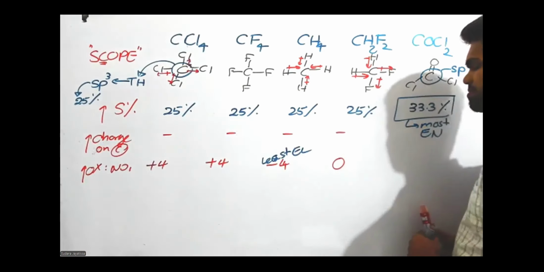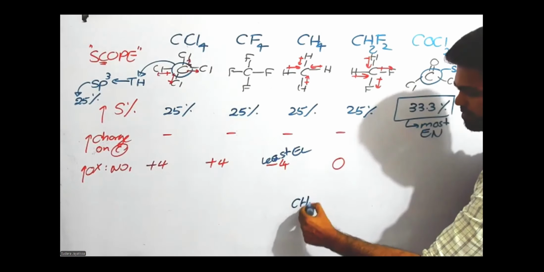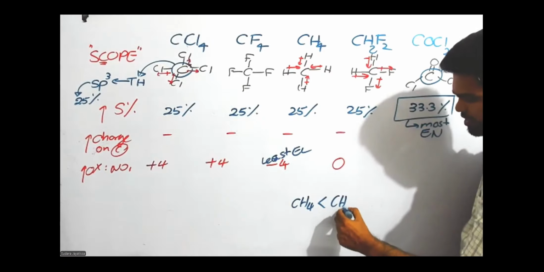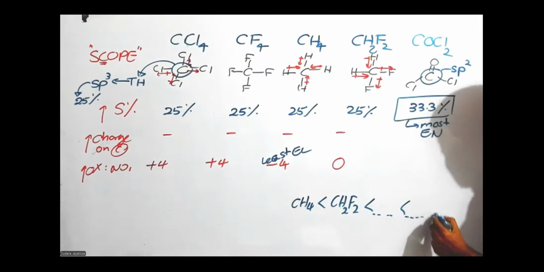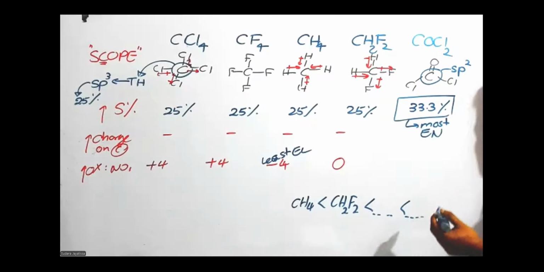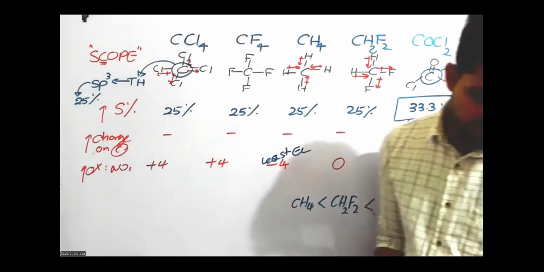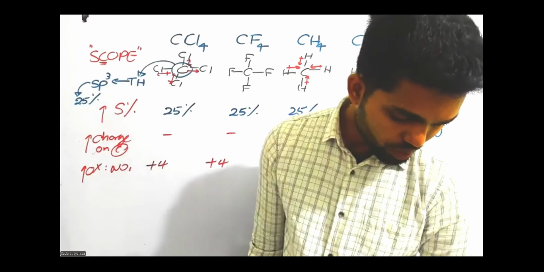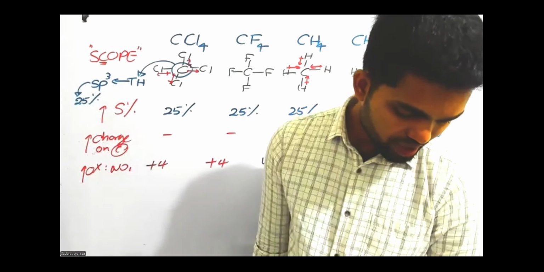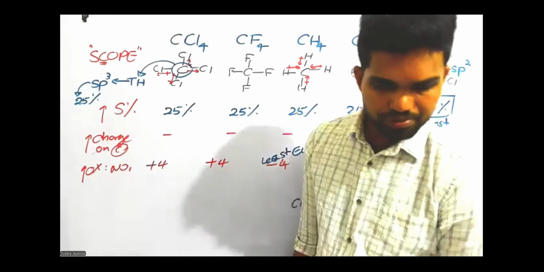Then this one. So we know about the least one, CH4. Then CH2F2. Then we don't know the other two. It can be CF4 or CCl4. But the highest electronegativity is COCl2. Then if you check the answers, the remaining 3 answers, 2 of them are starting with CH4. You can cut answer 1 also.